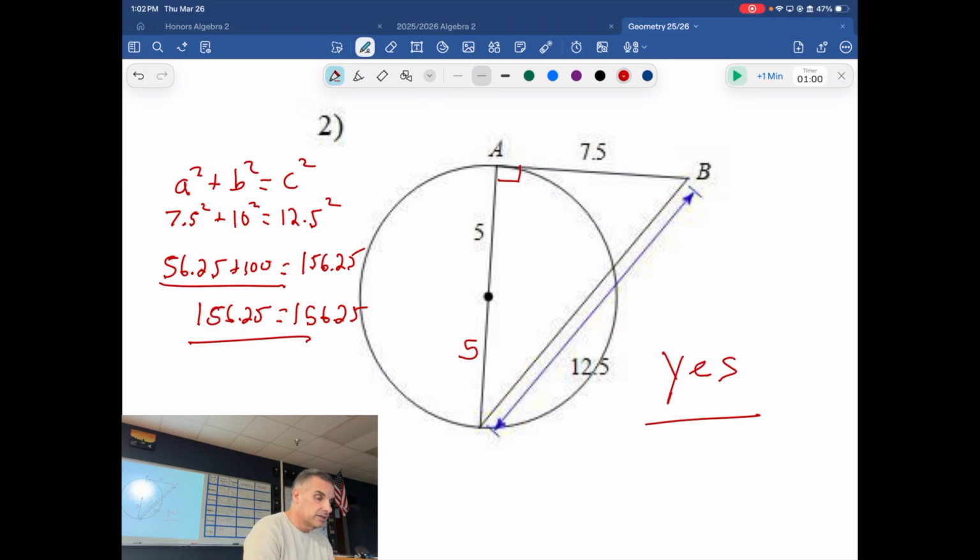AB is a tangent. Questions with that one?